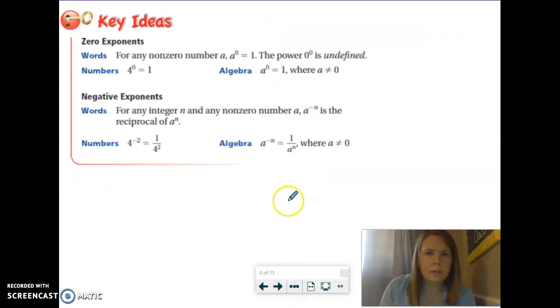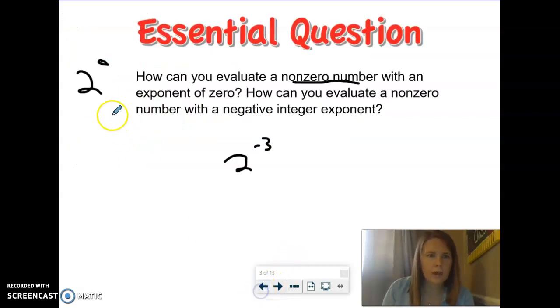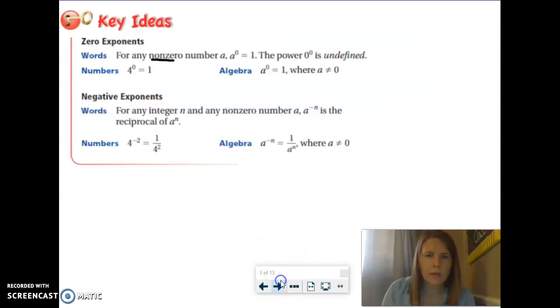So here are our rules and our key ideas. If I have a 0 exponent, anything to the power of 0 is 1, as long as it has a base that is non-zero. For instance, 4 to the 0 equals 1. Same thing if I had 2 to the 0, that is also going to equal 1. But if for some reason I had 0 to the 0, we're running into the definition of undefined, meaning I cannot define it. It doesn't exist, basically.